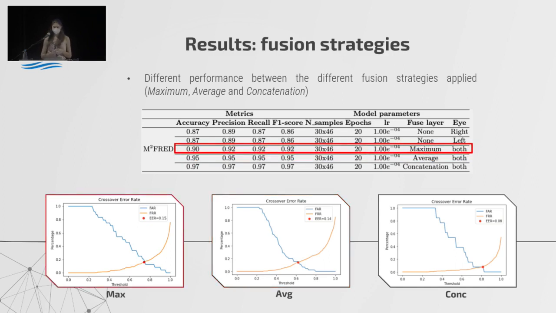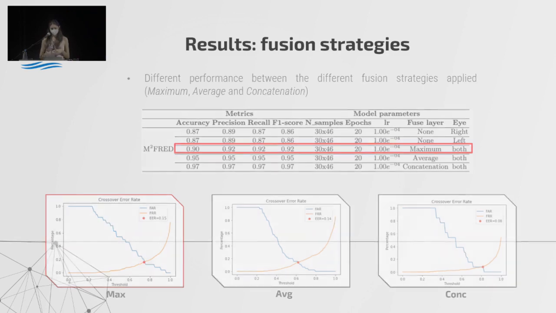The last but not least, the maximum fusion layer, which is the worst, with an accuracy of 0.90 and an equal error rate which is a little bit similar to the average one, because we have a 0.15 equal error rate. So in this case, with the maximum fusion layer, we have worse performance in comparison with the case average versus concatenation layer. So we have a little bit of decrease.